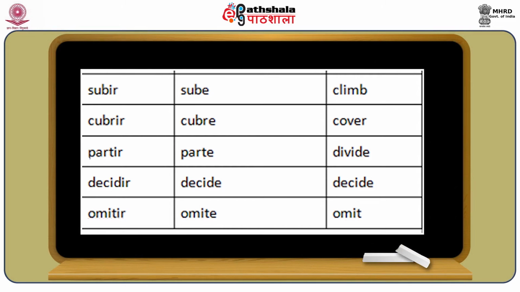Partir, the imperative form will be parte, meaning divide. Decidir, the imperative form will be decide, meaning decide. And omitir, the imperative form will be omite, meaning omit. So these are the regular AR, ER and IR ending verbs, and their imperative, especially in tú form.